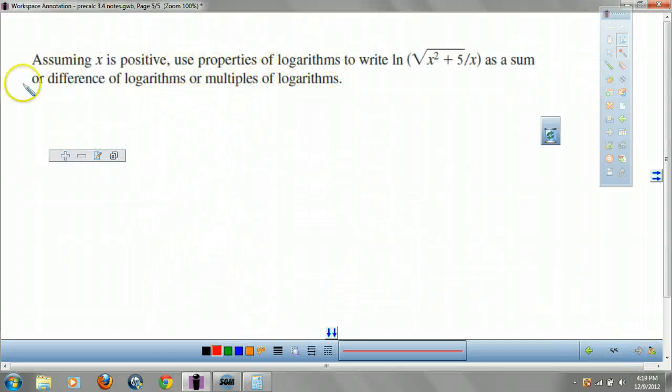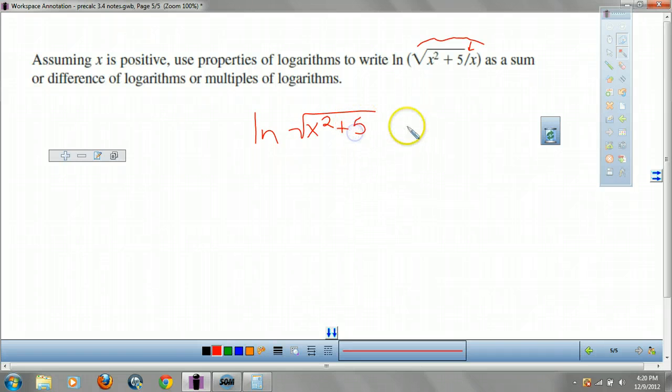Just watch. Assuming x is positive, use properties of logs to write the natural log of the square root of (x squared plus 5) over x as a sum or difference of logarithms or multiples of logarithms. So we got to break this up, guys. First thing I'm going to take a look at is there's a division sign here, right? That tells me I can break this up into natural log of the square root of x squared plus 5 minus natural log of x, right? Because there's a division sign. So that one's biting the dust.